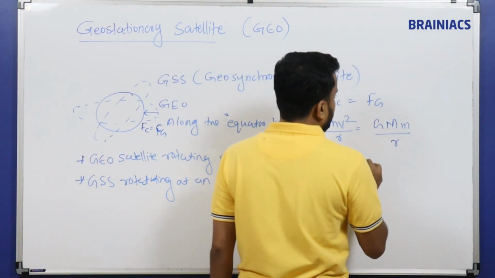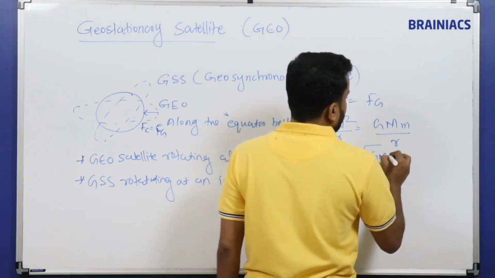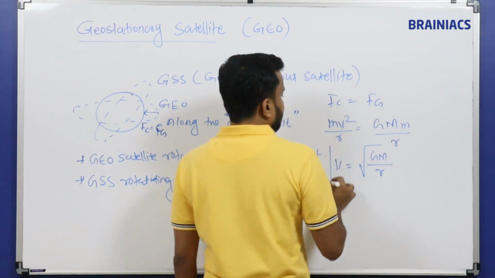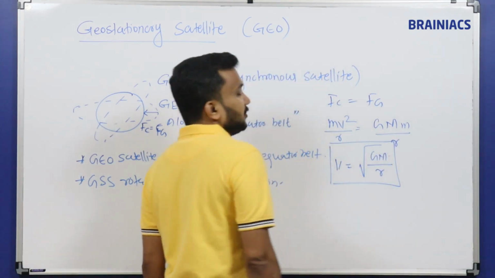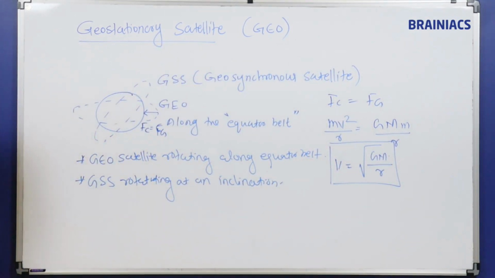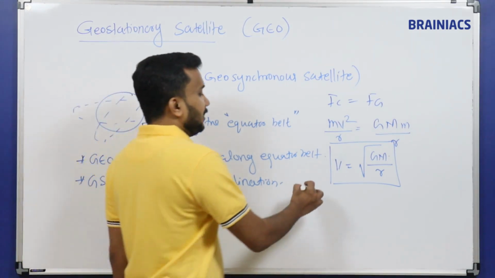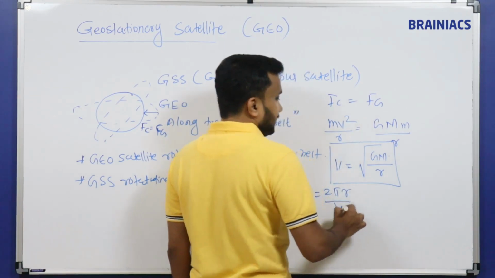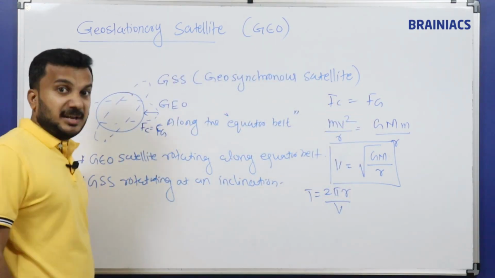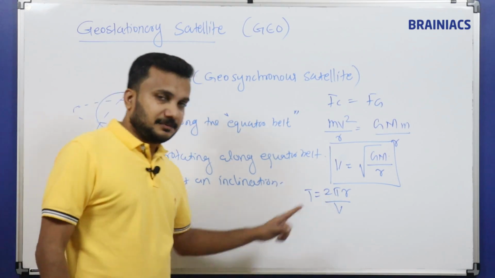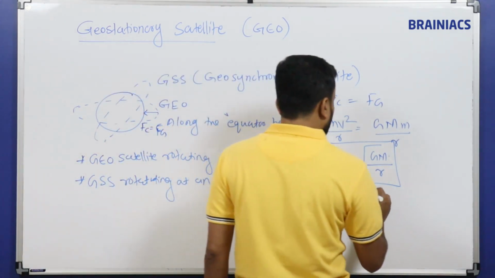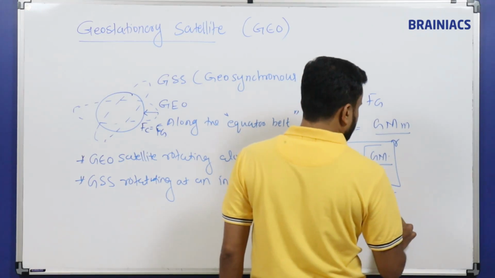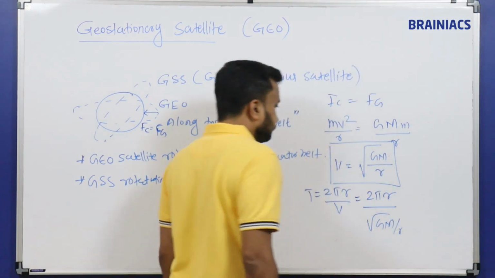So if you simplify this, we will get v equal to root of GM divided by r. This is the velocity of the satellite, known as orbital velocity. Similarly, we have also learned about time period. Time period is equal to distance by velocity. Distance is a circle, so the distance is the perimeter, 2 pi r, divided by velocity, root GM by r.